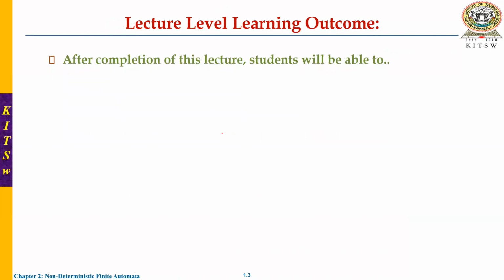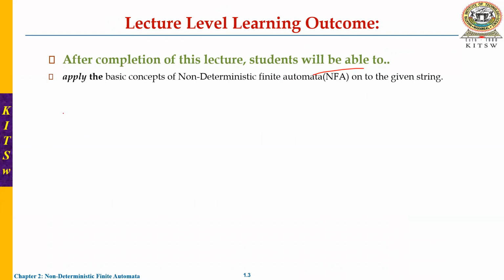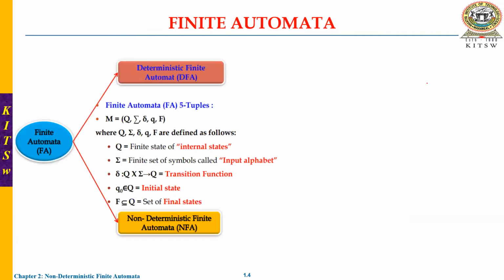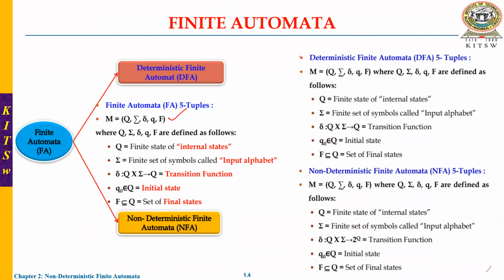Lecture level learning outcome. After completion of this lecture, you will be able to apply the basic concepts of NDFA or NFA on the given string. As we have already discussed, a finite automaton is a 5-tuple automaton. In the previous video lecture, we discussed deterministic finite automata, and in this lecture, we are going to discuss NFA or NDFA. NDFA or NFA is also a 5-tuple automaton.